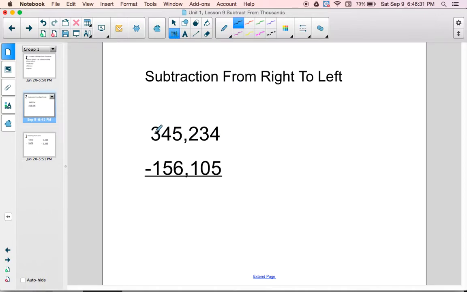So as I look at this problem, I have 345,234 minus 156,105. So I start here in the ones column, and I notice that I have a 4 here and a 5 here. This is a smaller number than this number, and so I cannot take 5 away from 4. So in this case, I can go right next door, borrow a 10, that makes this 14, because 10 plus 4 is 14. Now, I can subtract. 14 take away 5 is 9.